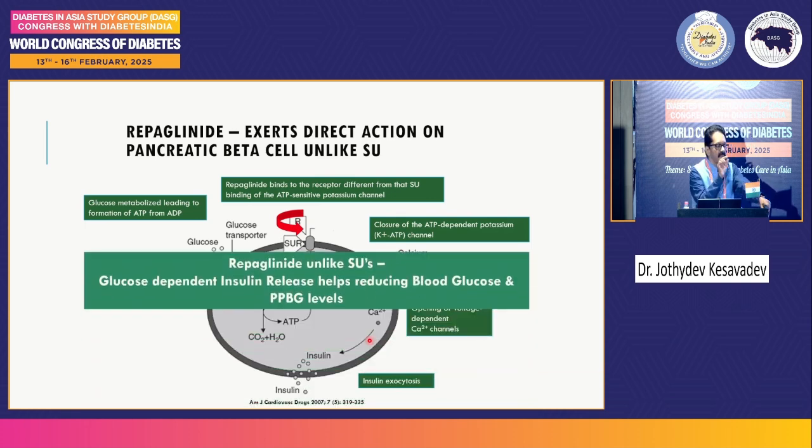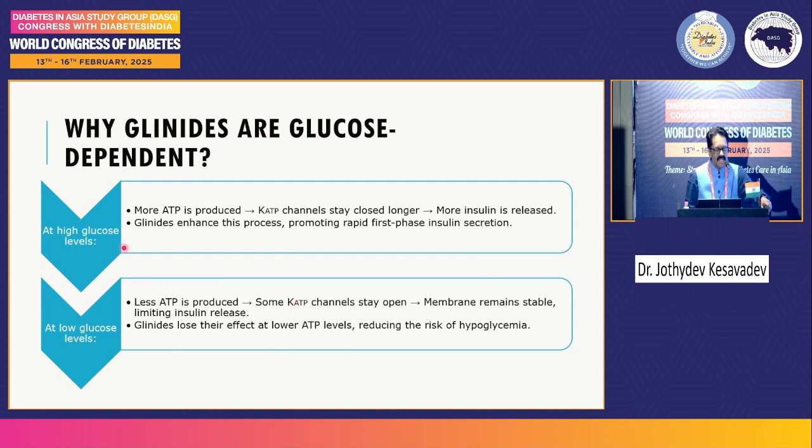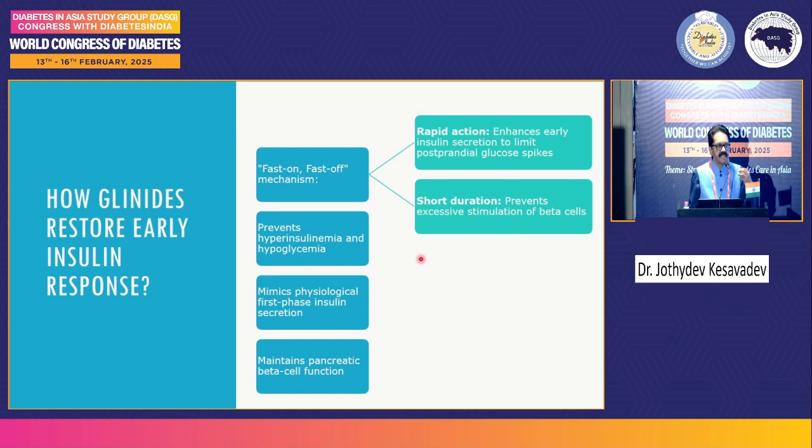But the difference between a sulfonylurea and repaglinide is that this is glucose dependent. How do you define glucose dependent? Very easy. When there is high glucose, there is more ATP production, and the potassium channels will stay closed for longer, and that means more insulin will be released. In contrast, when there is low glucose, when there is hypoglycemia, there is less energy production, and the potassium channels will stay open, and then there is a limit to the secretion of insulin. So this is a classical description.